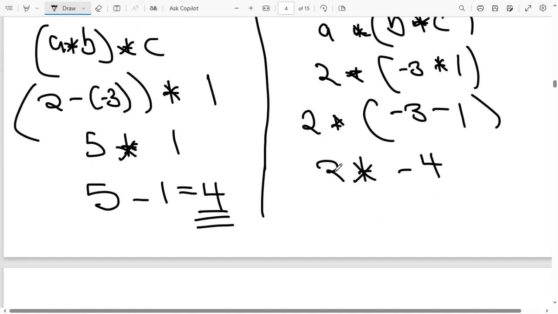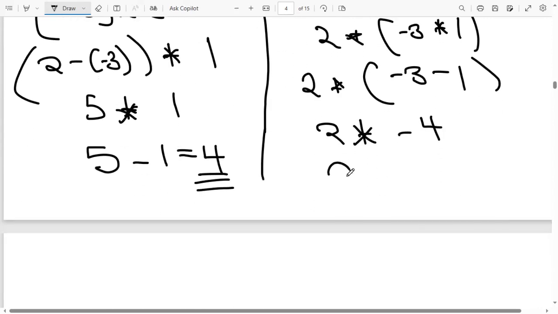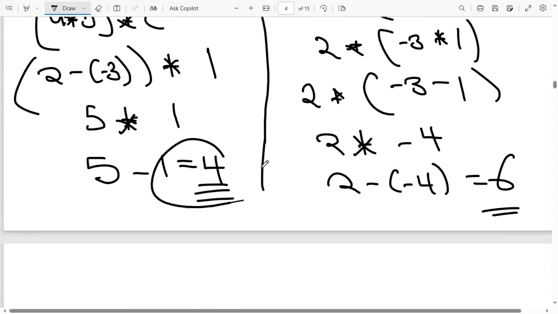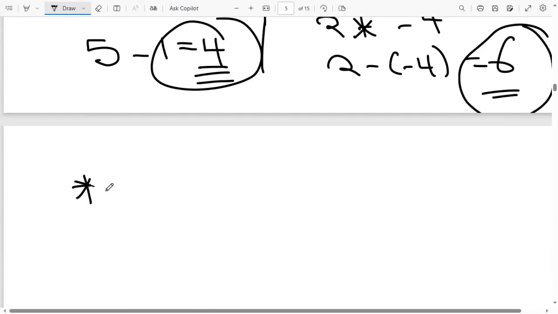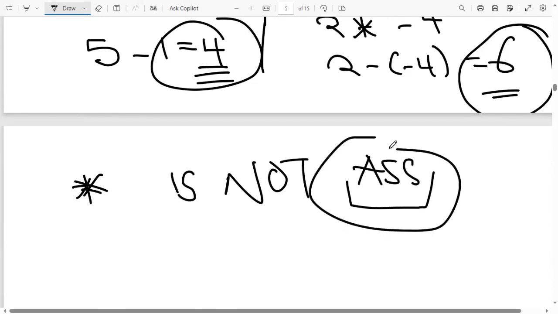Then we have another operation that we have to apply here. So this 2 is now the A, and the -4 is now the B. If we apply this operation here, it's just going to be 2 minus -4. And we see that this is just going to be what? 6. So we can see that what we have on the left-hand side and what we have on the right-hand side are not equal, okay? Therefore, this operation here is not what? Associative. Not associative, but that's right, ASS, okay? Don't have any bad thoughts in your head. Okay, so this operation there is not associative.